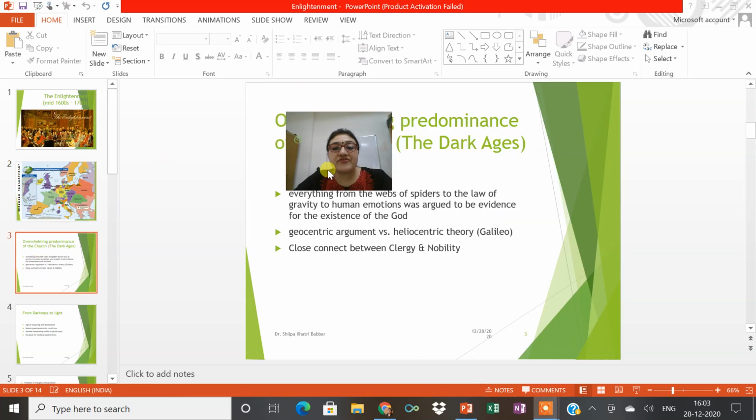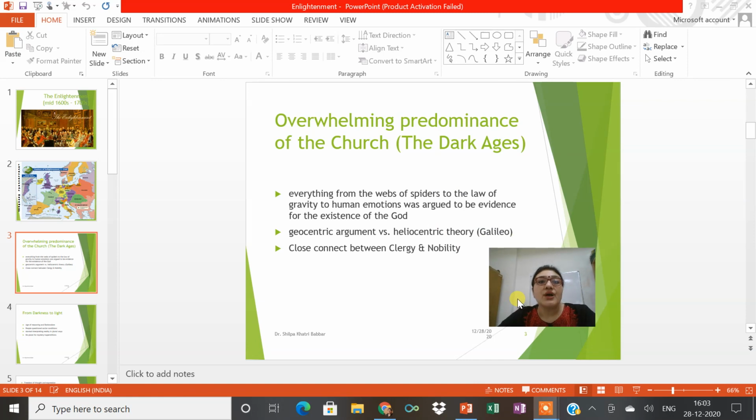So, this is the phase that we are basically talking about, where everything from the webs of the spiders to the law of gravity to human emotions was argued to be evidence for the existence of God. Whatever science actually existed, the church authorities, primarily the clergy, condemned as mere hearsay, and everything surrounding science, natural phenomena or everyday life was colored with mystery and mysticism.